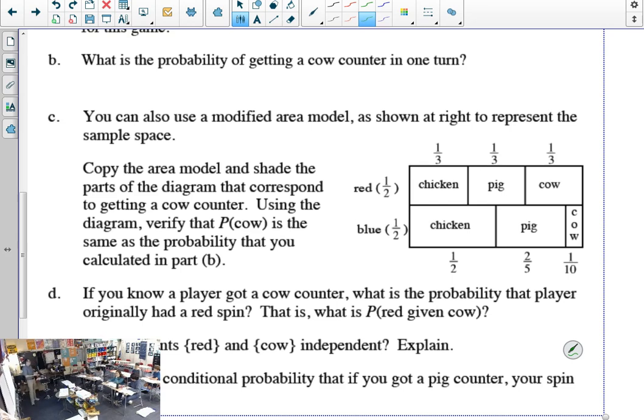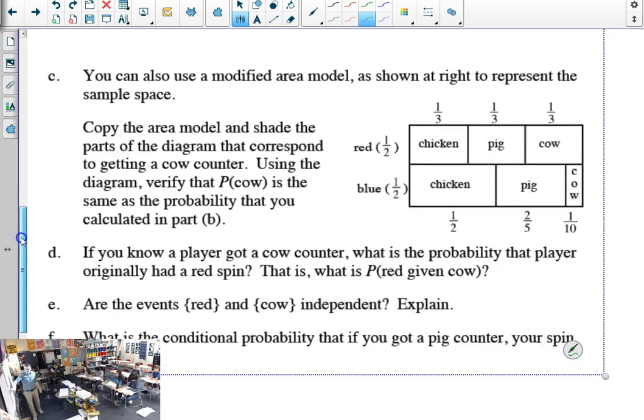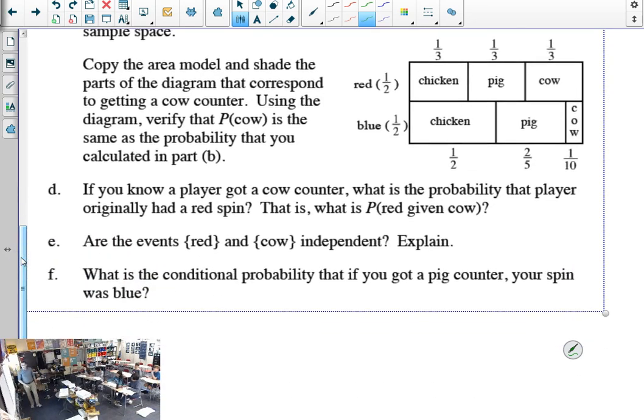All right, so let's get to the part of what we're at. Conditional probability. What is the conditional probability that you got a cow from having a red spin? 1/3. So we're assuming you got a cow. What's the conditional probability that it was from a red spin? Take a minute to actually think about this. Think back to yesterday, how we calculate this.